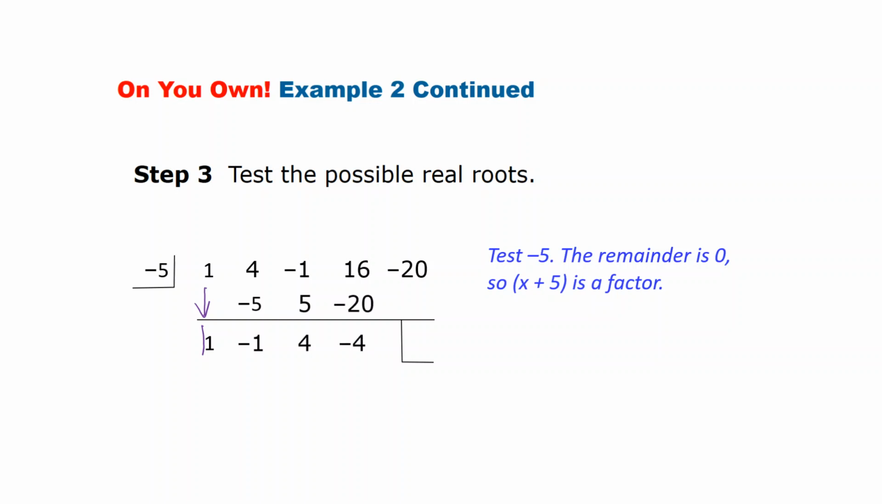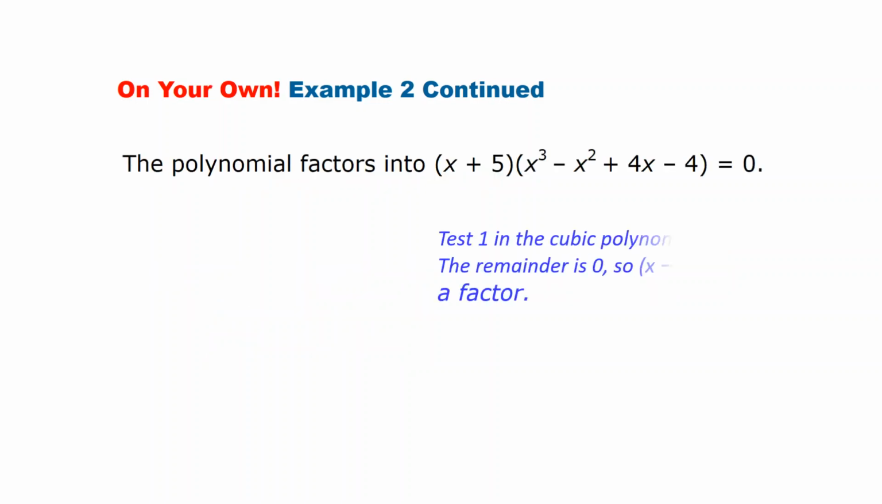Negative 20 plus 16 is negative 4. Negative 4 times negative 5 is positive 20, and we get a 0 as a remainder. So it tells us that x plus 5 is a factor. All right, now we need to check our other one, and that was a positive 1.